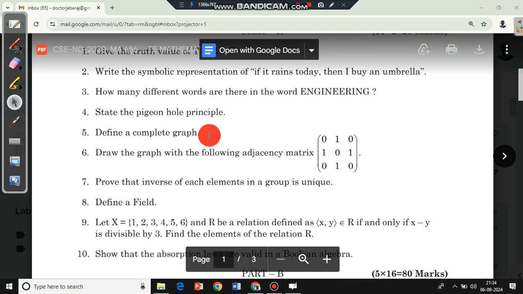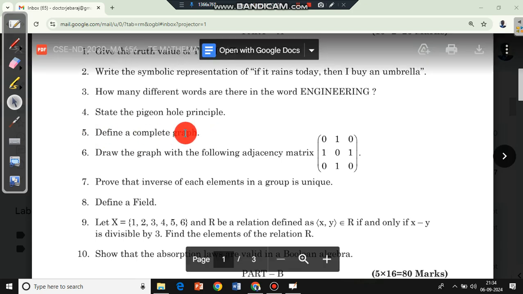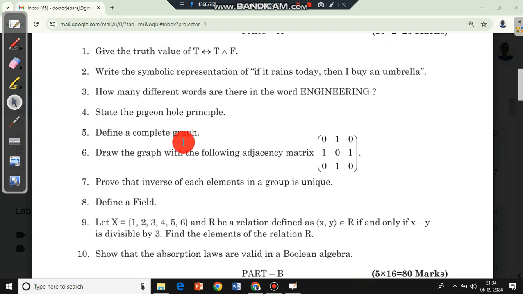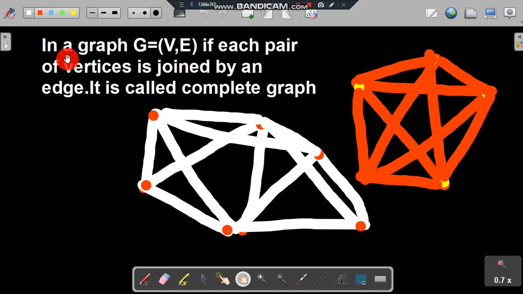Define a complete graph. What is a complete graph? This comes in unit number 3. Now look at that. So in a graph G of (V, E), if each pair of vertices is joined by an edge, it is called a complete graph. Okay, look at this particular picture, or we can say graph here.